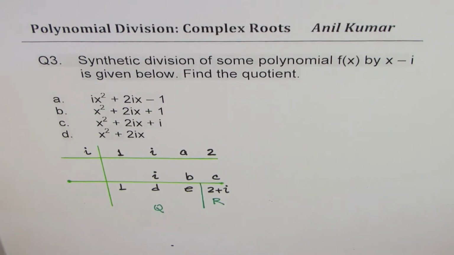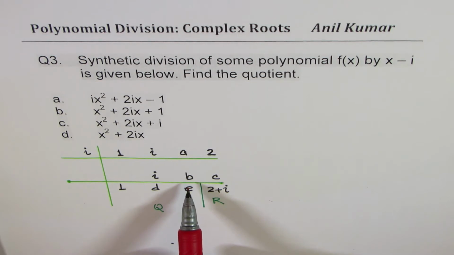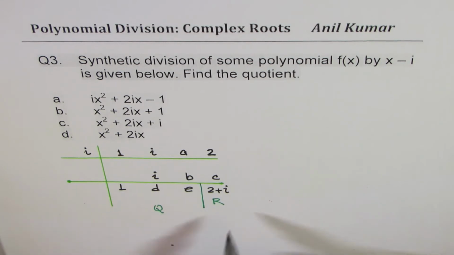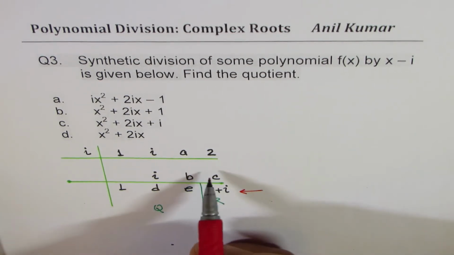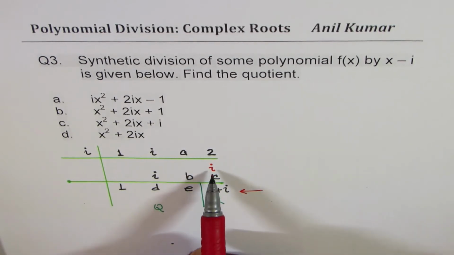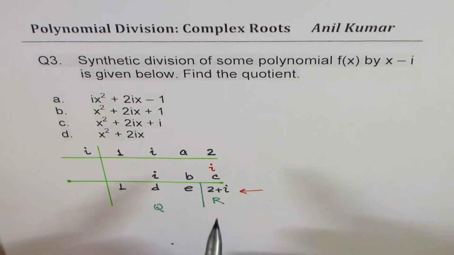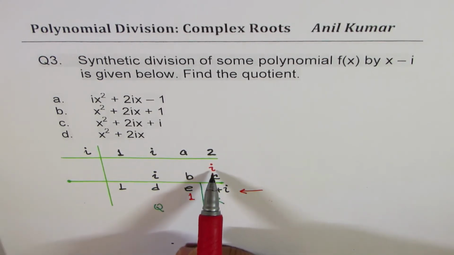Now, since we are given A, B, C, D, E here, we have to figure out what these letters correspond to, to get our quotient. So we'll start from this side. The remainder of 2 plus i is possible if I add what to 2? I have to add i to 2 to get 2 plus i, correct? Now, to get an i here, we have to multiply by what? To get an i here, we have to multiply by 1. So i times 1 is going to give us i.